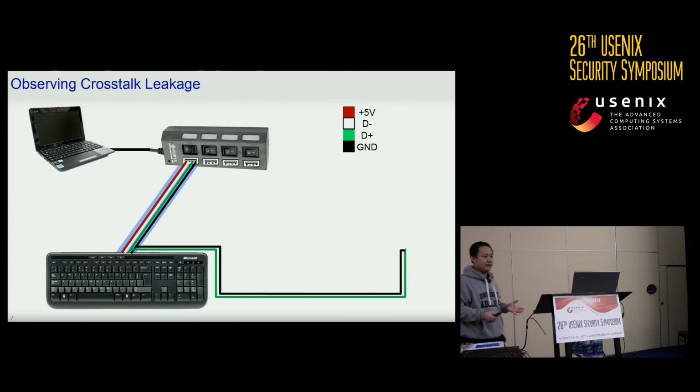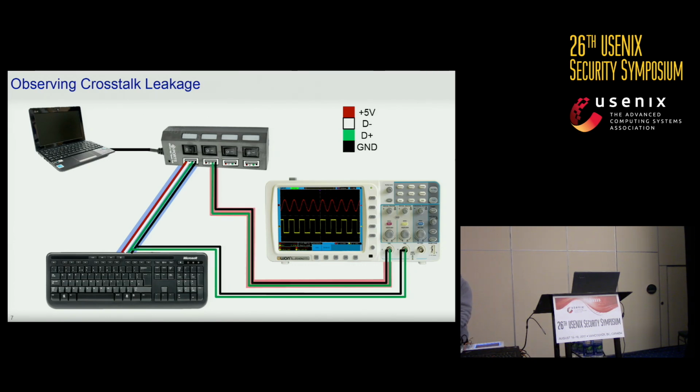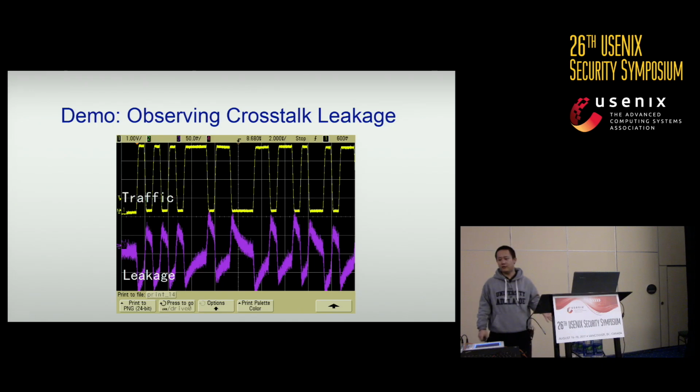Now, we take 1 data line and 1 ground line of the blue cable in order to show the traffic between the keyboard and the host machine, and plug them into the oscilloscope. Next to the keyboard, we have a red cable, which contains a data line and a ground line. We also connect it to the oscilloscope. Now, let's switch to the scope screen.